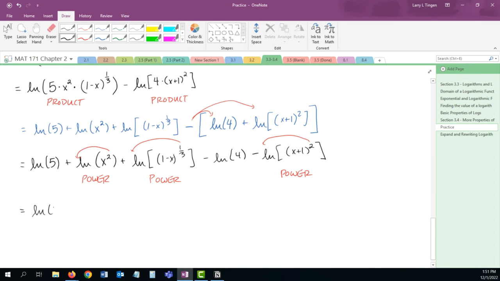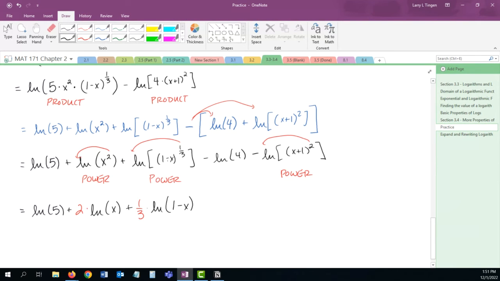So I now have the natural log of 5 plus, the power rule says I get to bring the power out and treat it as the coefficient, 2 times the natural log of x, plus 1/3 times the natural log of 1 minus x. I drop the brackets because I'm taking the natural log of 1 minus x. It's not the log of something raised to a power. So that's why the brackets are here, just to drive home the point.